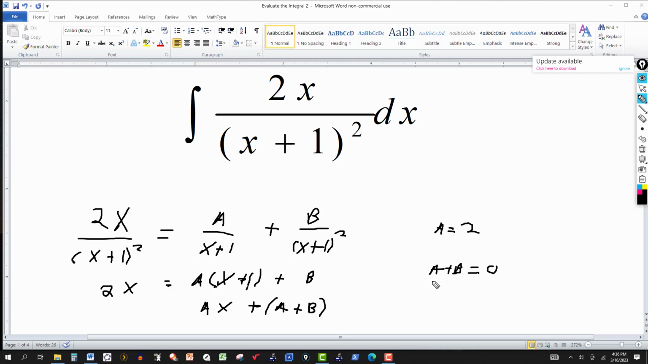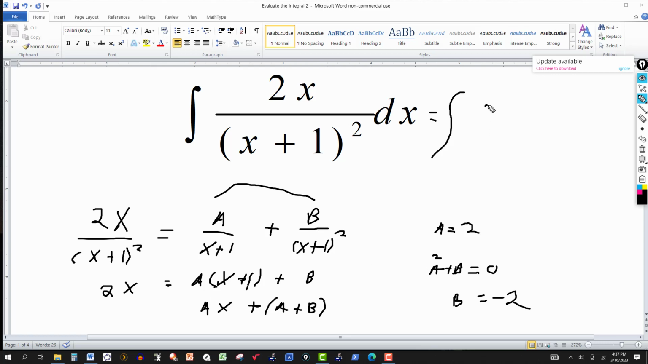So we have a little system here to solve. We already know a, so plug in a equal to 2. So this is 2, so b should equal negative 2. So now, on the right side, I know I can expand this using partial fraction decomposition. So instead of 2x over x plus 1 squared, this can become this right here, with the value of a being 2, the value of b being negative 2.